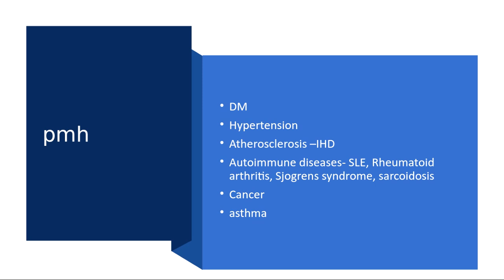In the past medical history, you will find the things that affect the eyes, in particular, diabetes, very important. Diabetic retinopathy is one of the leading causes of blindness in Jamaica and in the world. So you have to find out about diabetes. Are they diabetic? Is it type 1? Is it type 2? Duration of the diabetes and their glycemic control.